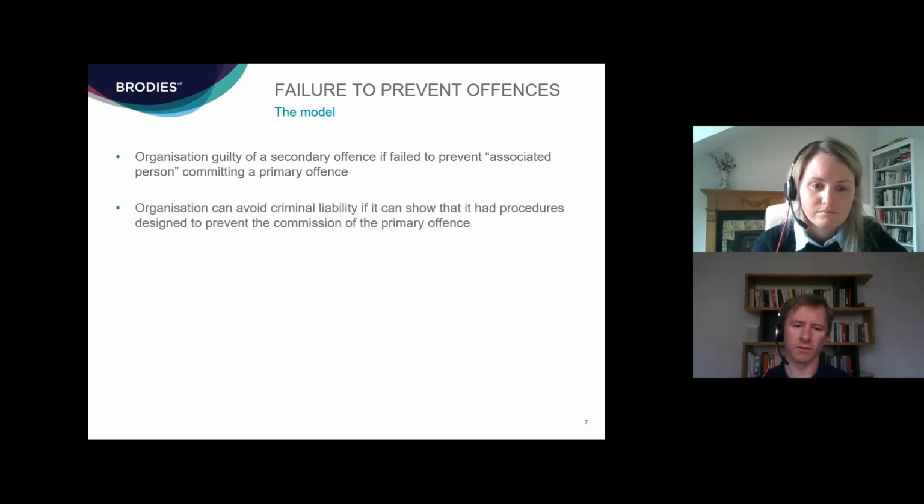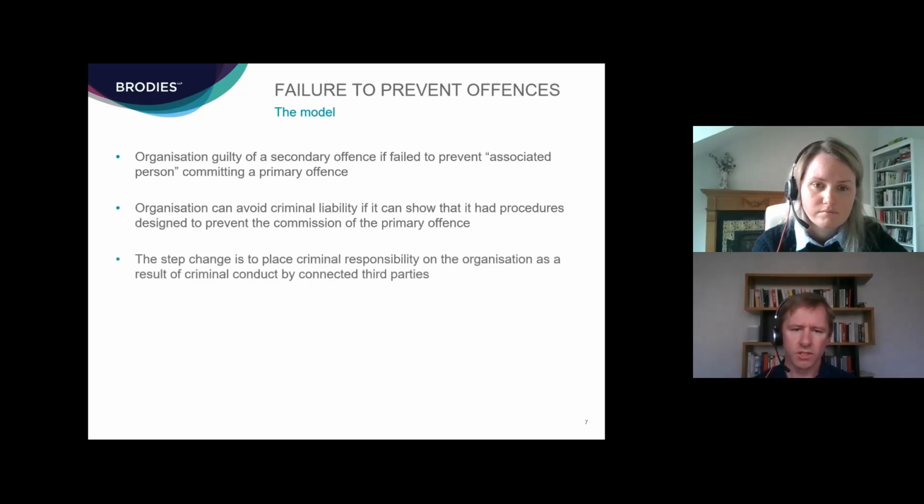And the organisation can avoid that criminal liability if it can show that it had in place procedures designed to prevent the commission of the primary offence. In the Bribery Act, those are called adequate procedures. In the Criminal Finances Act, we're talking about reasonable prevention procedures, but it comes to the same thing.